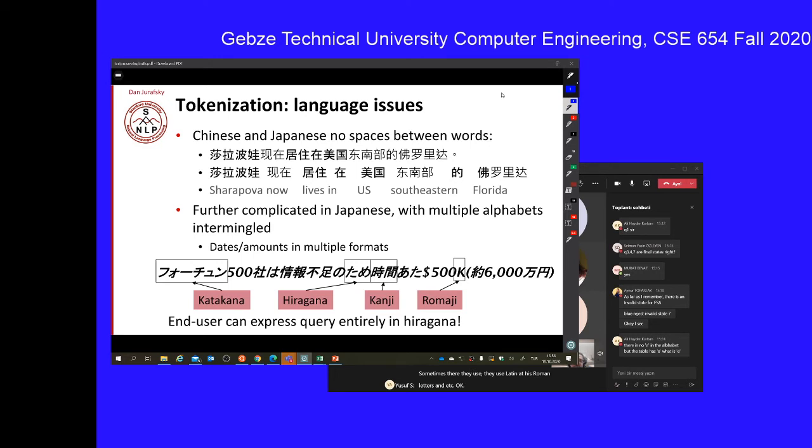So it is more complicated for these kinds of languages to have tokens. Okay. Any questions so far?